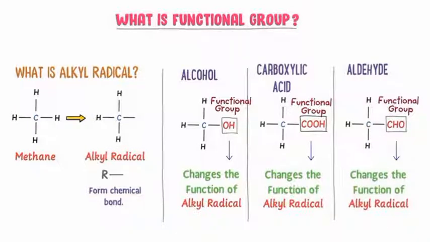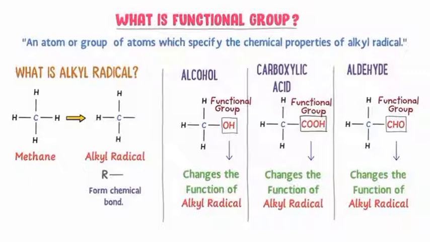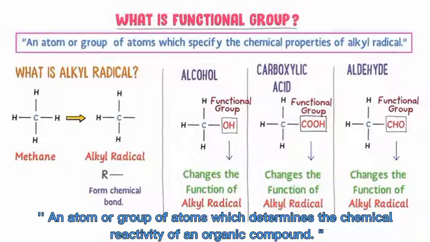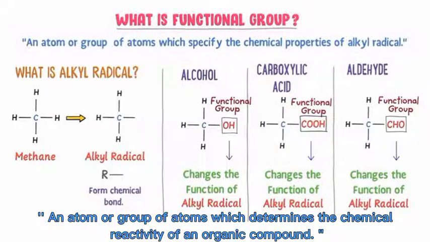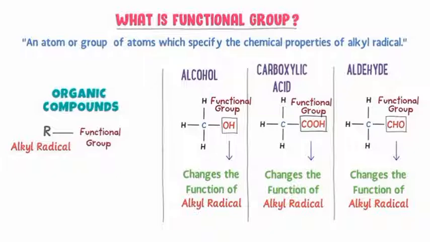Thus, we can define functional group as an atom or group of atoms which specify the chemical properties of an alkyl group or alkyl radical. It can also be defined as an atom or group of atoms which determines the chemical reactivity of an organic compound. So this is the definition of functional group. For example, the OH is a functional group and it specifies the chemical property of this alkyl radical. And so without the OH group, it is just an ordinary alkyl group. Thus, the general form of any organic compound is R-functional group, where R is the alkyl radical and different functional groups can be attached to it.